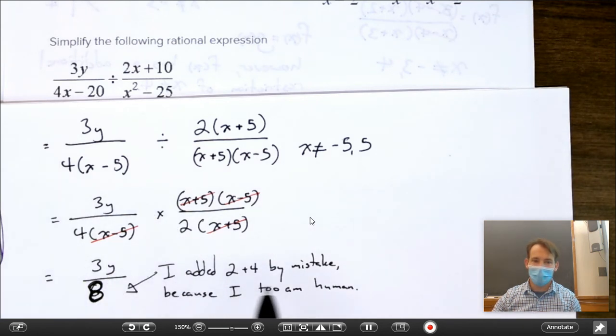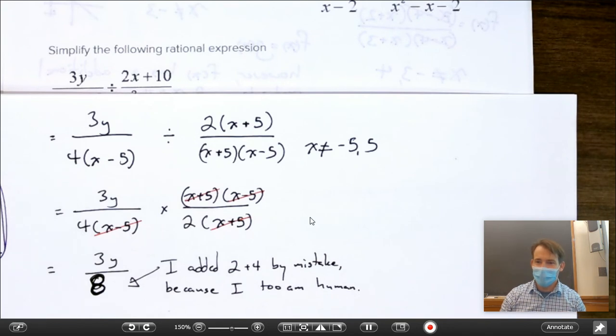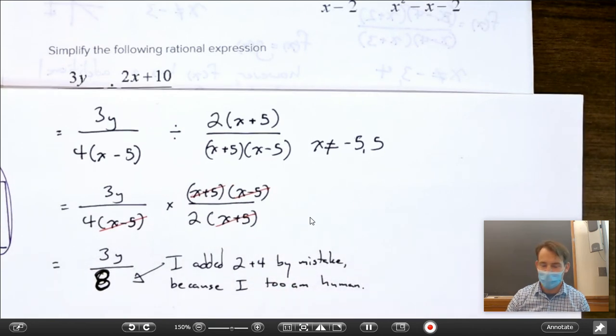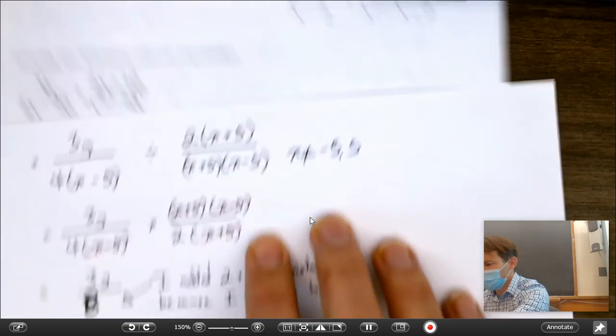Here I thought I was showing my human side by saying, oh, I made a mistake for a brief moment. And then I had to scratch out my 6 and write that as an 8. So sometimes I make mistakes also, and that can confuse you. But don't be confused. Just know that I too sometimes make mistakes. Okay, do you have questions about this one?